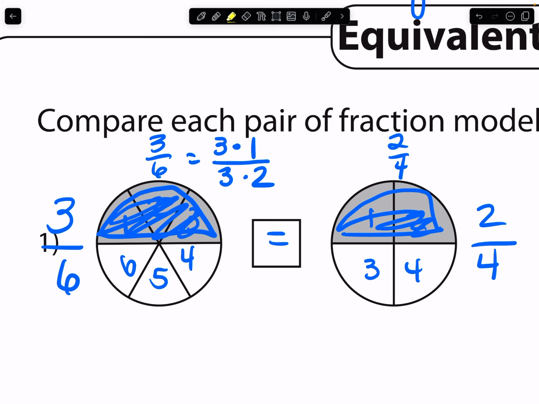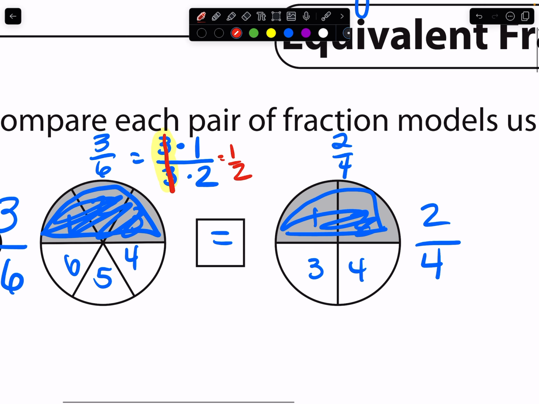It is a coincidence that I put the 3 over top of the 3, because I'm going to remind you that if I have 3 parts and I have all 3 parts shaded, that is a total of 1. So every time I have a number over the same number, I can write 1. Well, what is 1 times 1/2? It is 1/2.